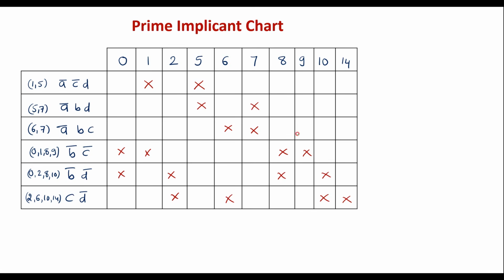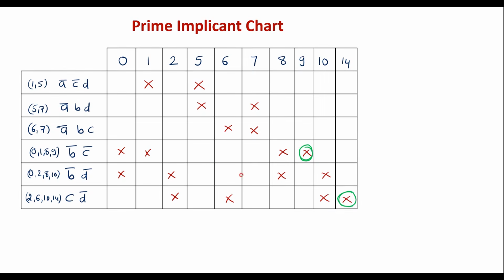So now we are supposed to identify the column which is having only one cross mark. So here in column number 14 we have only one cross mark. So I will select this one, put a circle like this. Similarly in this column we have only one cross mark. Select this. Here we have two cross marks, here two, here two, here two. In the rest of the columns we have two cross marks.